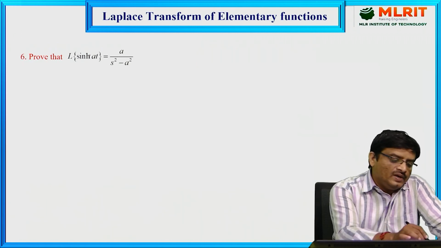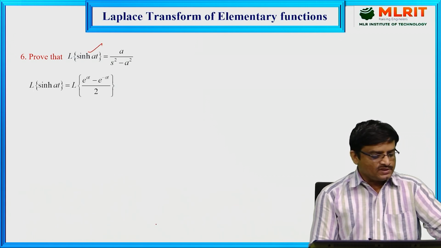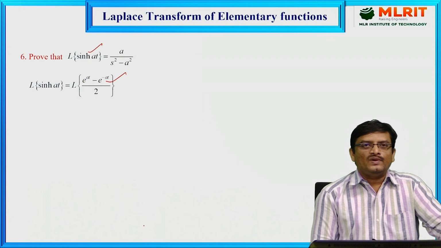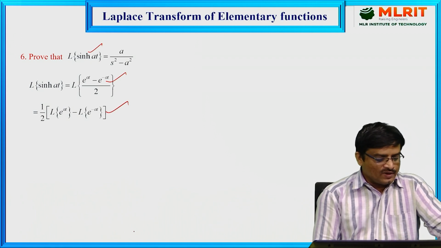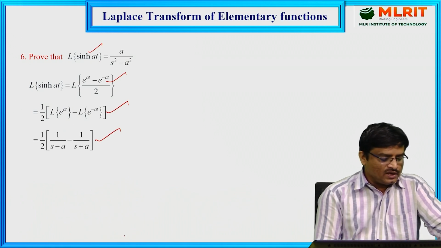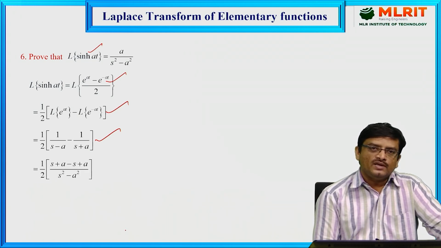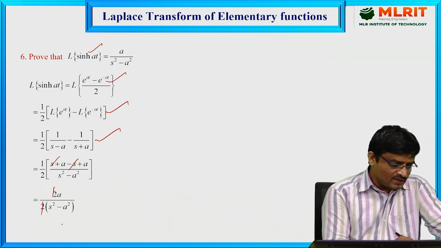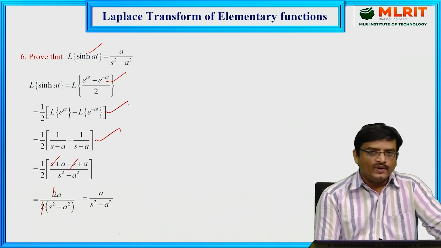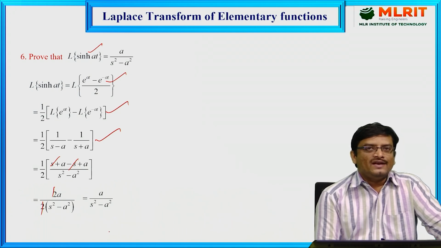Similarly, we will take another hyperbolic function, sinh at. Take this same as usual, what we discussed in the previous proof. Express that sinh at in terms of exponential functions, because we know the Laplace transform of e power at and the Laplace transform of e power minus at. So separately take these Laplace transforms and write them down. Then take the LCM. You will get the denominator as s square minus a square, and this 2 gets cancelled here. So finally you will get the value a by s square minus a square. So this is another formula, for the Laplace transform of sinh at.